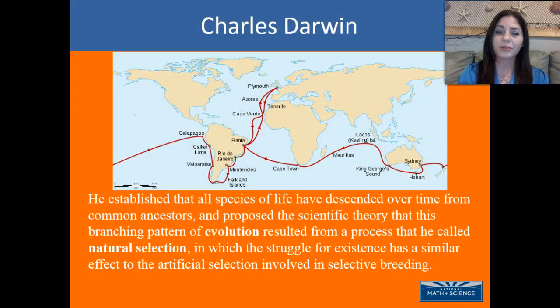Charles Darwin established that all species of life have descended over time from common ancestors, and he proposed the scientific theory that this branching pattern of evolution resulted from a process that he called natural selection, in which the struggle for existence has a similar effect to the artificial selection involved in selective breeding, similar to what we do with corn or our pets like dogs. You think that tiny little teacup chihuahua got there by itself? Nope. Artificial breeding.